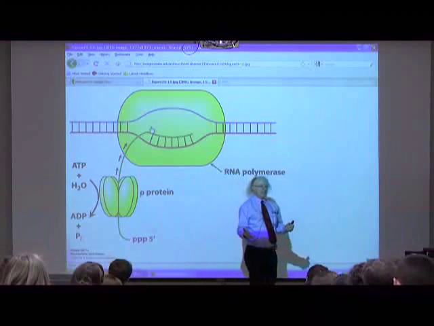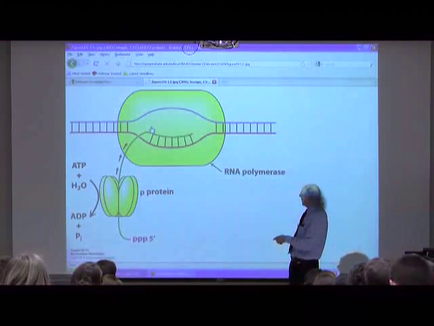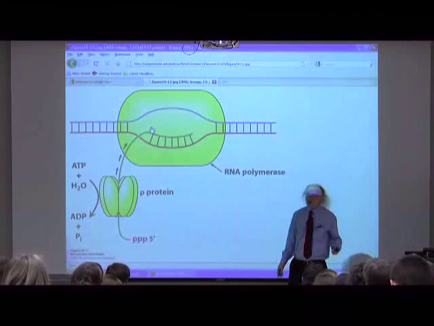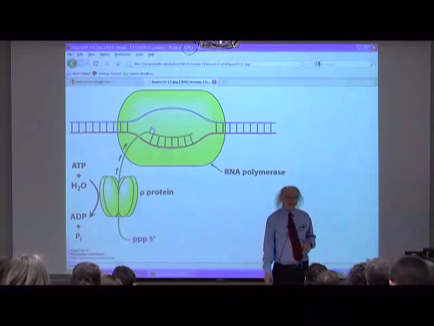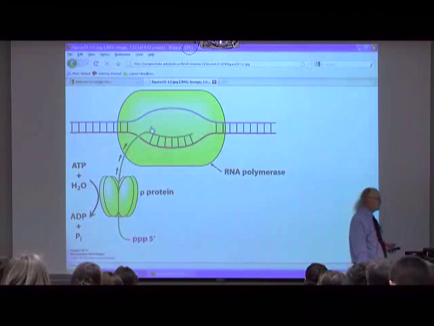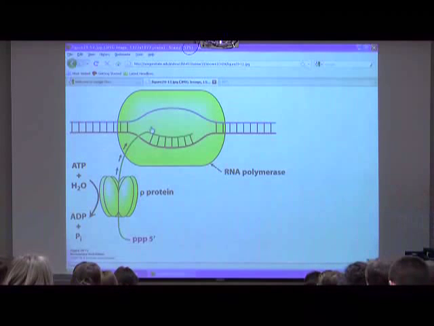So what we see from all these things is that, first of all, remember, it took a lot of triphosphates to make the RNA. It's taking some triphosphates to terminate the RNA. And we're going to see when we go to translation, it's going to take a lot of GTP to make the protein.